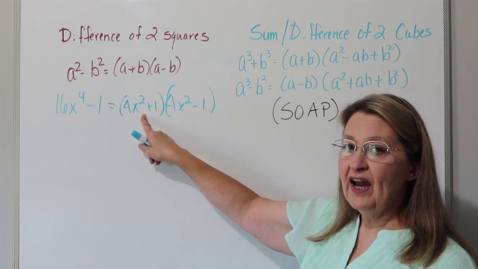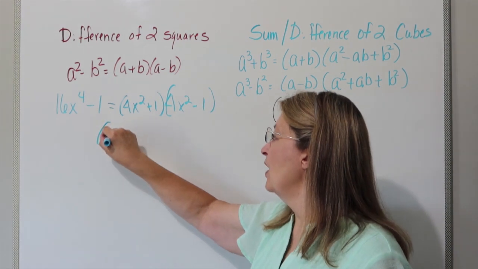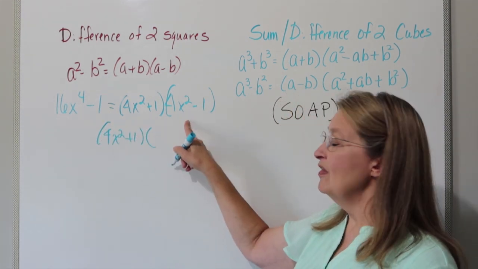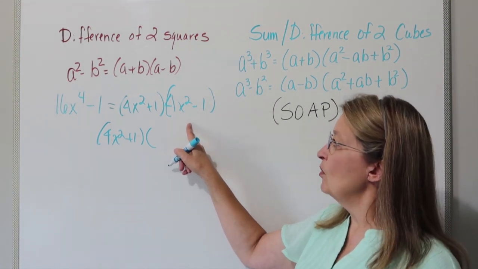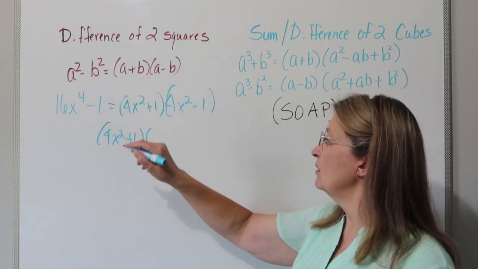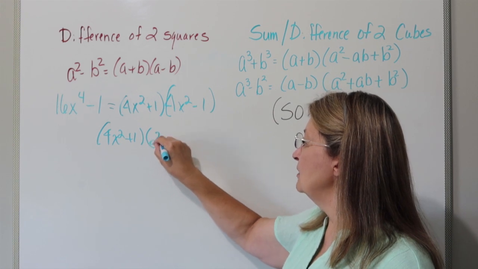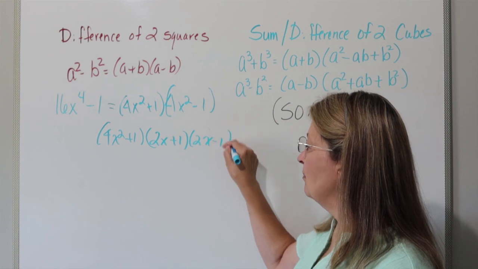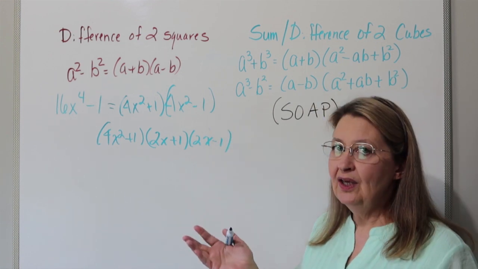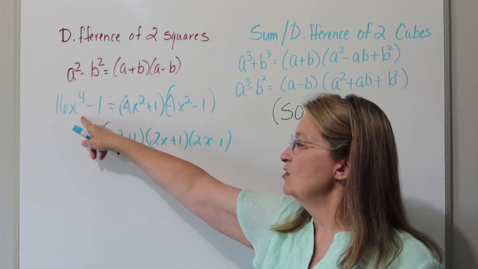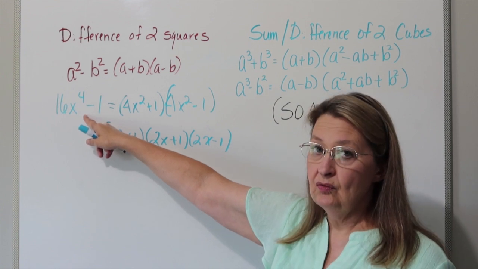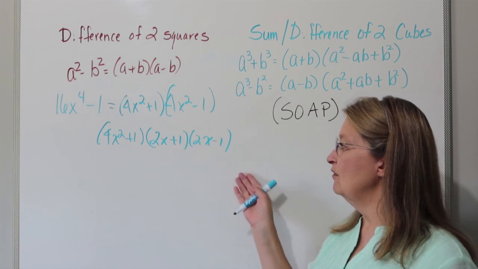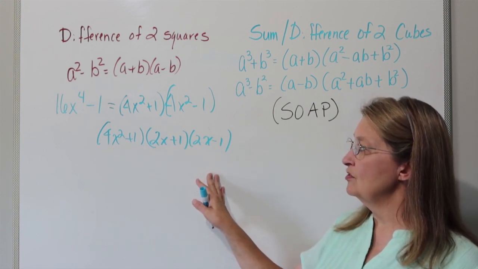Now, this can't be factored because it's a sum, so I'm going to leave it 4x squared plus 1. But this, I'm going to factor one more time using that same formula, and I'm going to get 2x plus 1, 2x minus 1. So, key takeaway, whenever you see an exponent larger than 2, and a 1, that might be able to be factored down even more. So this is going to be your final answer here.